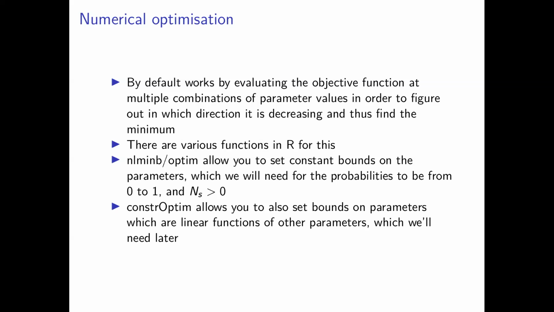There are various R functions for this. nlminb and optim allow you to set constant bounds on the parameters, which we'll need for the probabilities so that they can be bounded between 0 and 1, and also for the superpopulation size so that we can bound it to be greater than 0. constrOptim allows you to also set bounds on parameters in terms of other parameters as linear functions. And so I'll mention that again towards the end of this part.